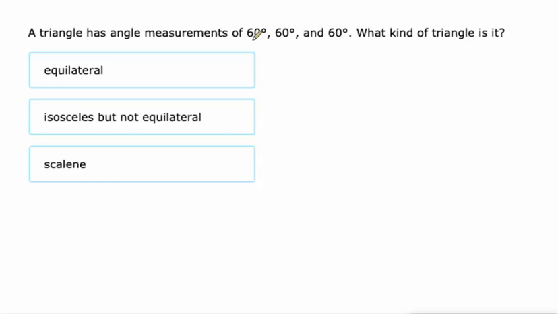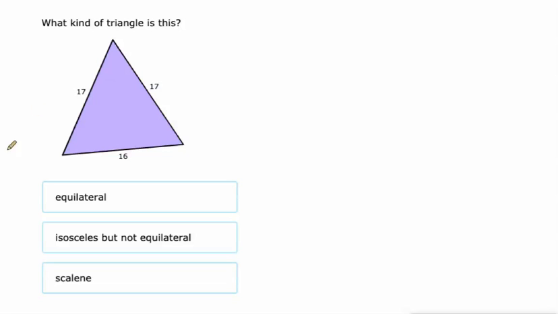All right, well, what about when all three angles are the same? What can we say about the side lengths? Well, the side lengths will all be the same, and that's an equilateral triangle. And on this one, we've got exactly two of the side lengths that are equal to each other. The third is not equal to the other two. We call that isosceles.